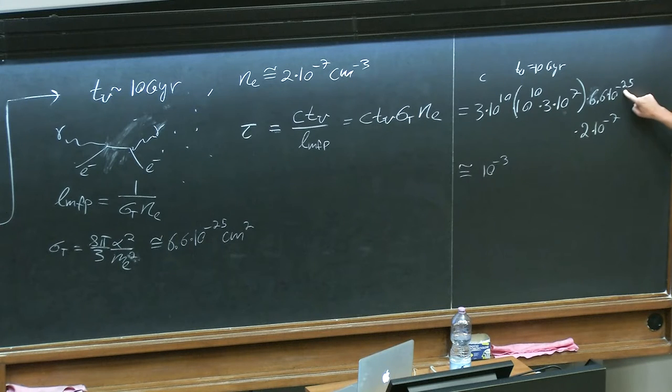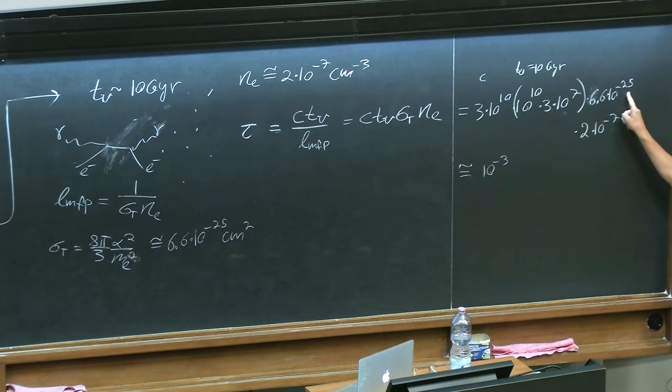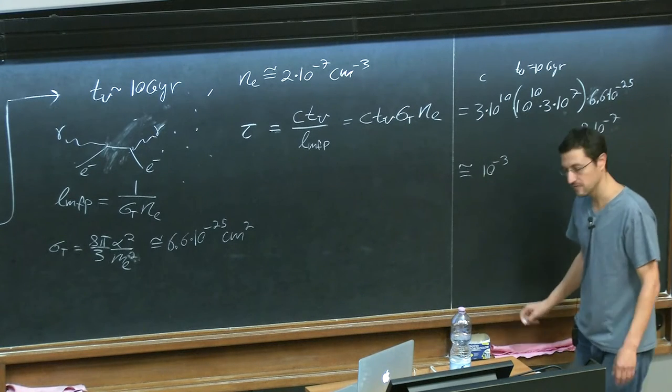Okay, so I have a minus, a whomping minus 25. The 10 to the 7s cancel each other. This is a 10 to the 20, giving me a total of minus 5, and all the order 1 numbers conspire to give me about 100. So I have 10 to the minus 3.